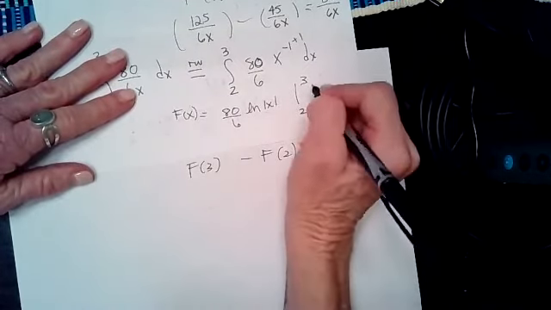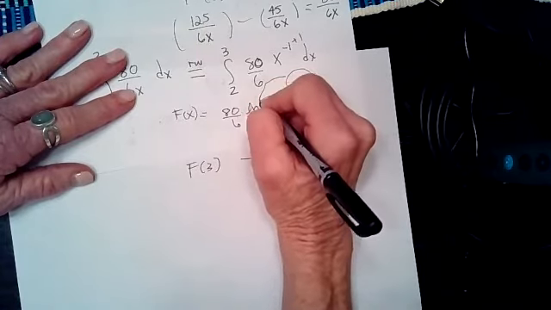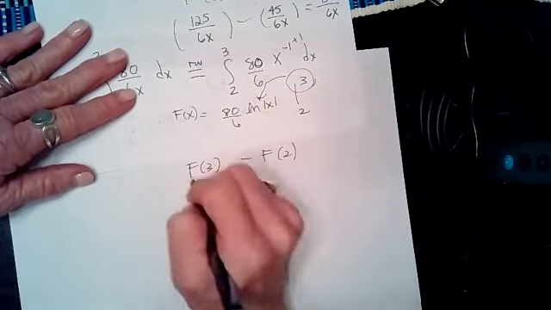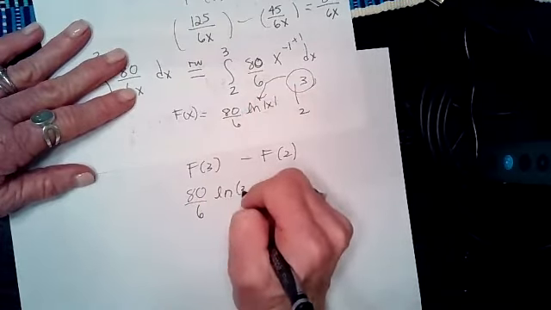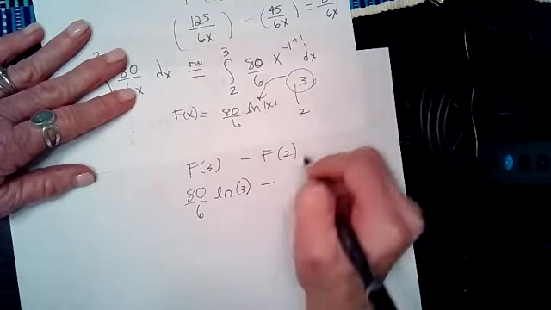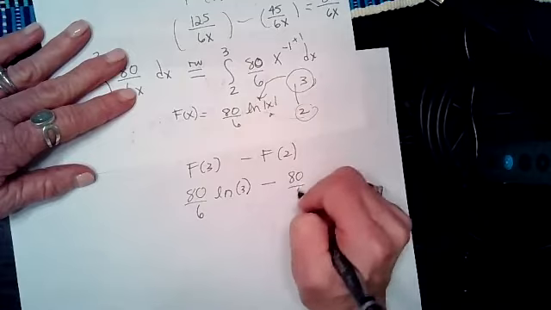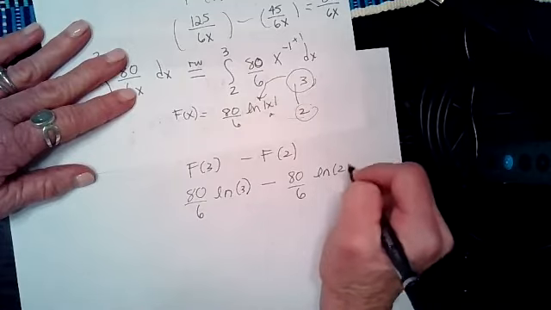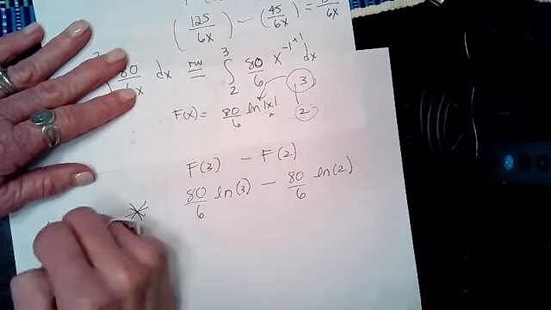So look, I'm going to take the 3 and I'm going to plug it in for x. So that's going to be 80 over 6 times the ln of 3 minus, and I'm going to take the 2 and plug it in for x, 80 over 6 ln of 2. Okay, I'm going to tell you that this answer is perfect. That's a great answer.